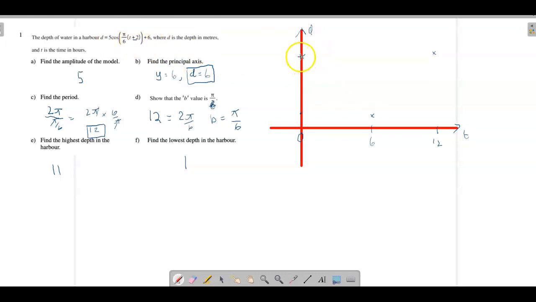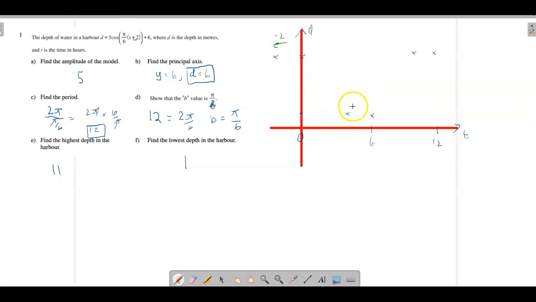Now the 2 is just asking me to move all these points across 2 units. So this is going to come to here. This one here is going to come to here. So that's going to be at 4. And this one here is going to come across to 10. So that's that +2 is moving everything that way, -2.